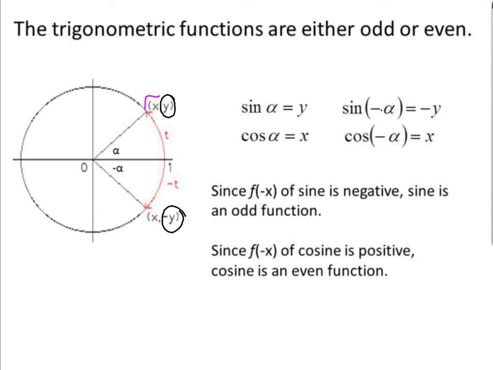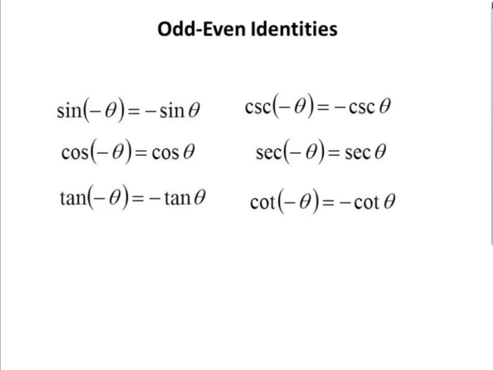Cosine is your x value. If I put in the cosine of alpha, that's going to give me x. But we're on the right side of the circle, so if we did the cosine of negative alpha, you're still on the right half of your unit circle. So our x value is still positive. So if you plug in a negative alpha and you still get out a positive value, then you have an even function. So that means cosine is an even function.